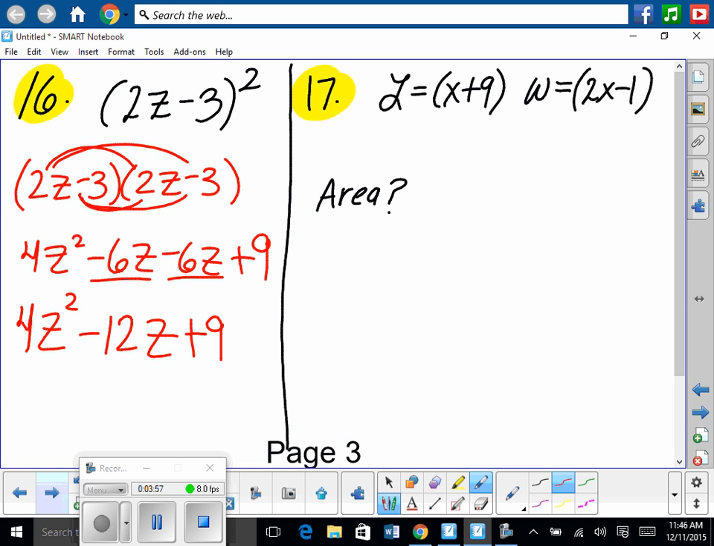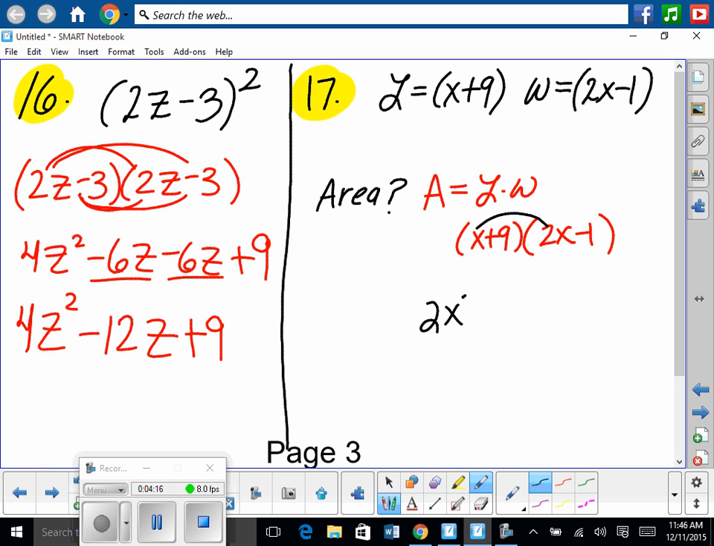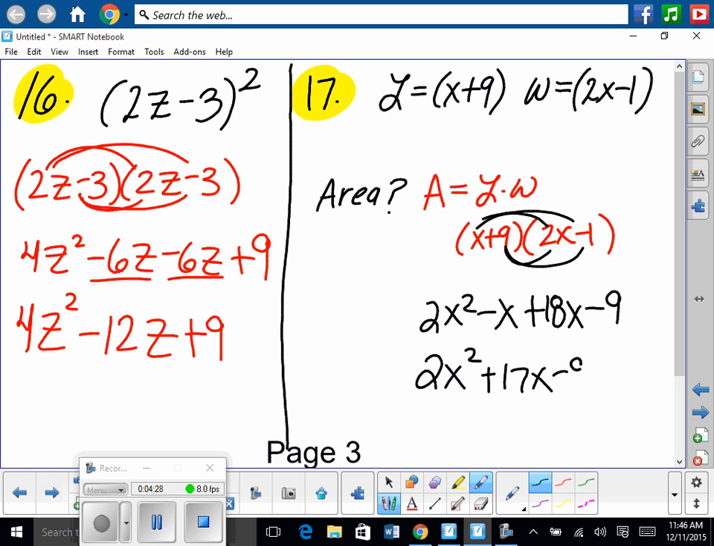All right, so we're given on 17 the length is equal to x plus 9, the width is equal to 2x minus 1. What's the area? Well, it's of a rectangle, so we know area is equal to length times width. So you're literally plugging it in. X plus 9, which is the length, times the width, which is 2x minus 1. Now we would distribute, so we have 2x squared minus x plus 18x, and then minus 9, combine like terms. So 2x squared plus 17x is minus 9, and that is the area. So area is equal to that.